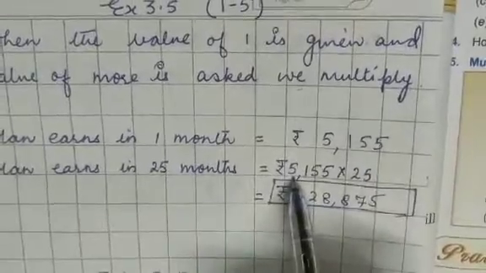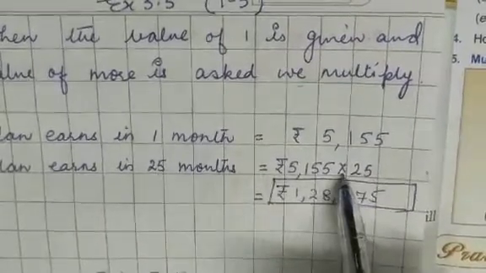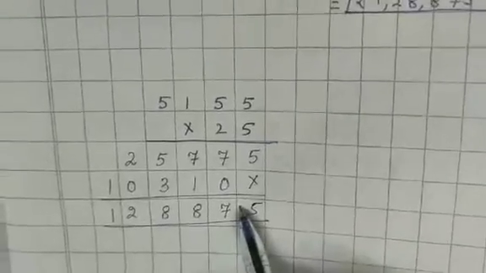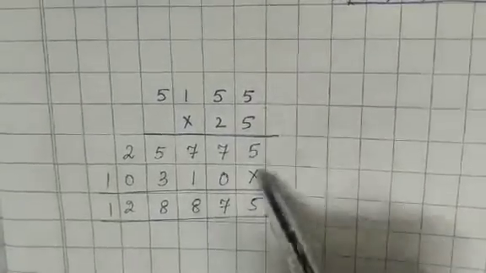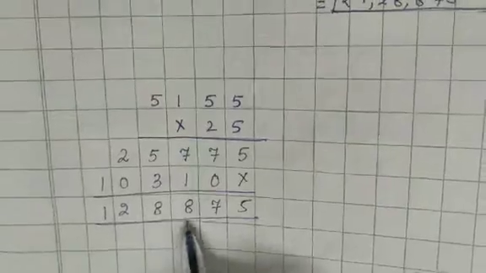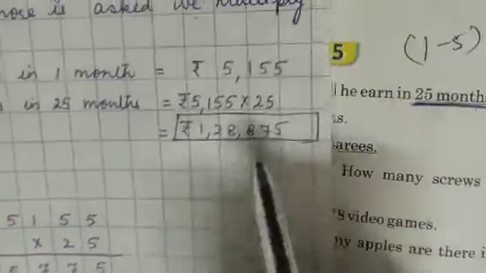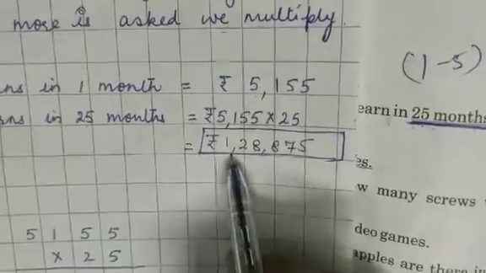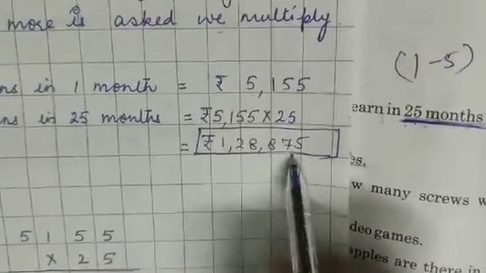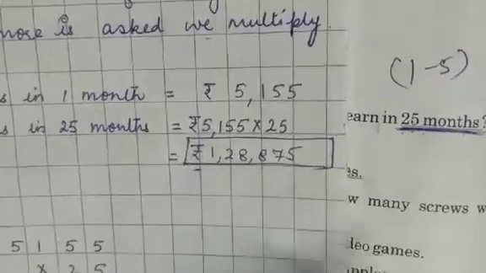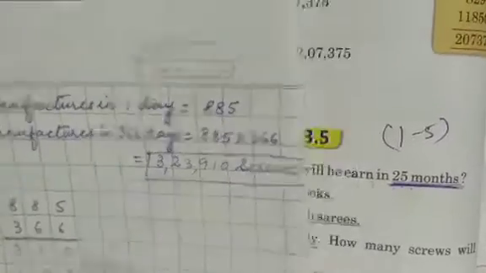Okay. So 5,155 multiplied by 25. And when we multiply, now you know how to multiply. When you multiply, you will get the answer. This is 1,28,875 rupees. So what is the earning of the man in 25 months? That is 1,28,875 rupees. Okay, it is very important to write the unit. Clear? Now move to the next question.